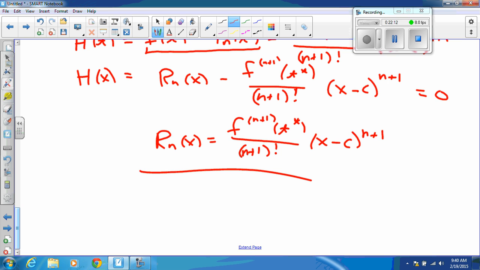But the cool thing about the proof is that it shows that my Taylor polynomial cannot be arbitrarily far away from the function. The difference between the function and the Taylor polynomial is tied to the n plus 1th derivative of the function. Now, why do we do the max thing? Well, here's the problem. I don't know where t star is. I know it's between c and x somewhere, but I don't know what value it is exactly.